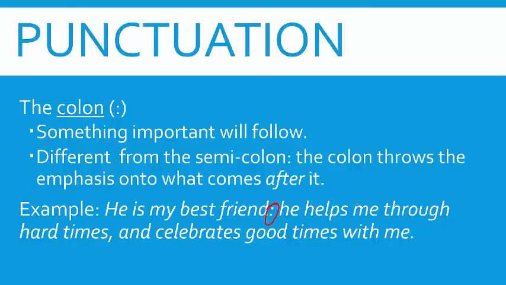he helps me through hard times and celebrates good times with me. So he is my best friend is the less important. The more important clause here is he helps me through hard times and celebrates good times with me. That's what the author wants you to focus on. So again, just like with the semicolon slide, pause here until you understand everything on this slide before moving on to the dash.